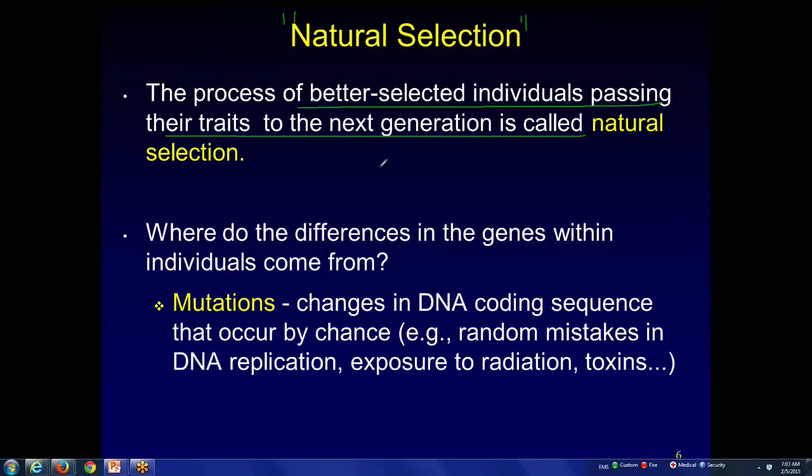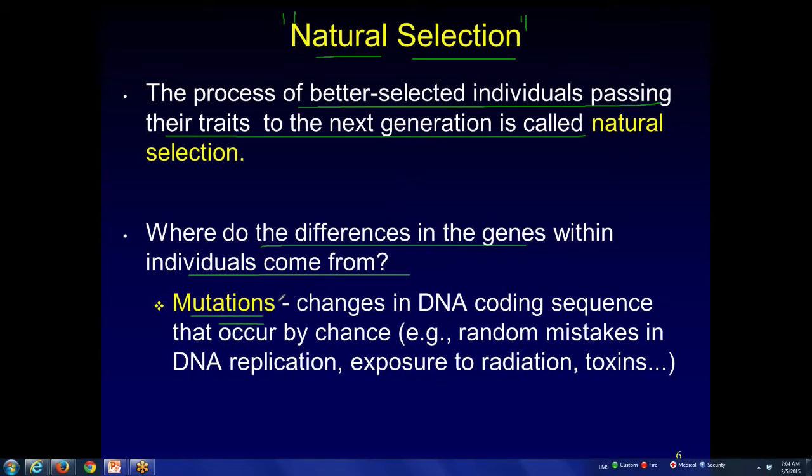As I said before, in natural selection you have to have variety. You remember that. You have to have variation and you have to have natural selection. So how do we get our variety? Where do the differences in the genes within individuals come from? The variety comes from mutations.